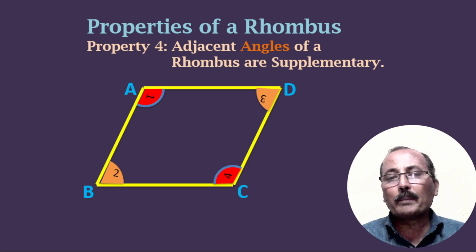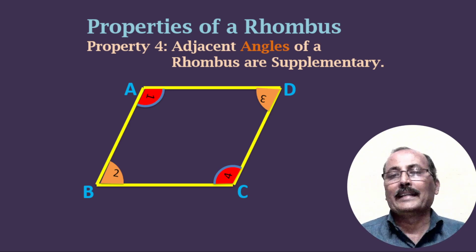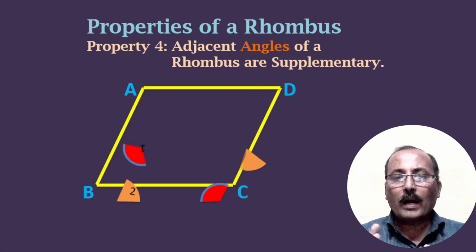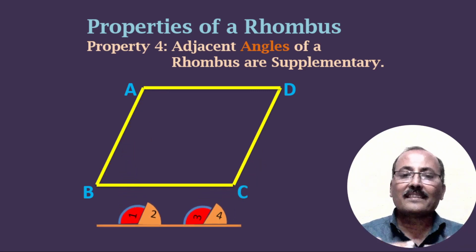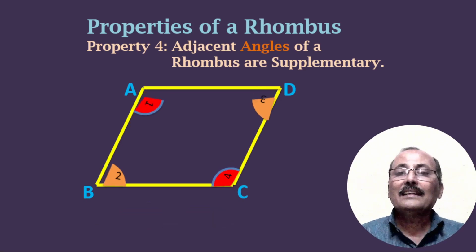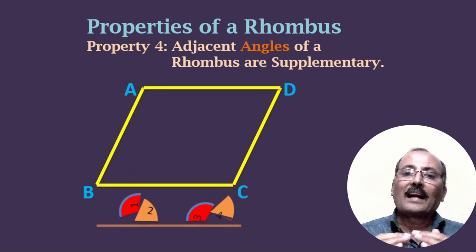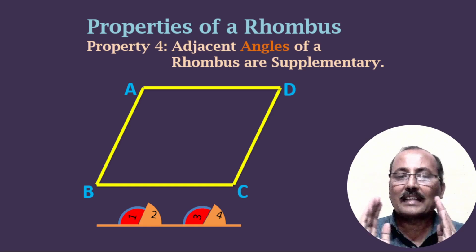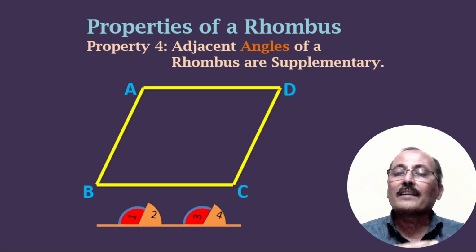What we have to prove? Supplementary means if you add two angles, it should come 180 degree. Let us prove that one. Here angle 1 and 2 come together and sit on the line such that they form 180 degree, and angle 3 and 4 come on that same line and sit on that and form like a protractor shape, showing that the adjacent angles form supplementary, that is 180 degree.